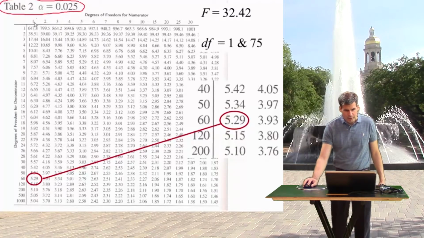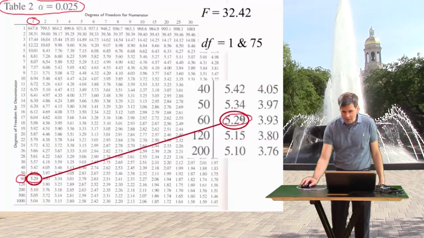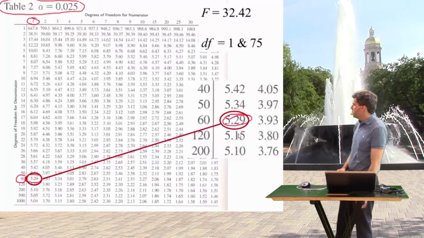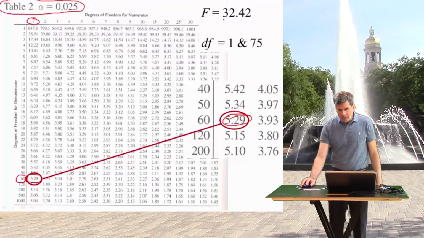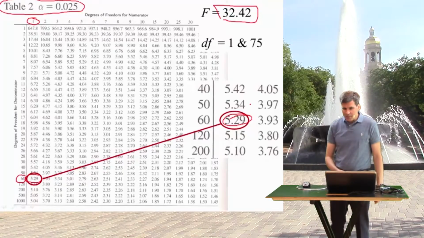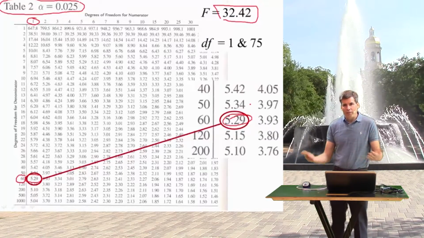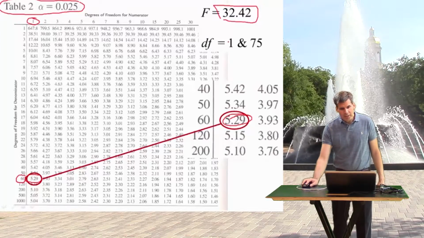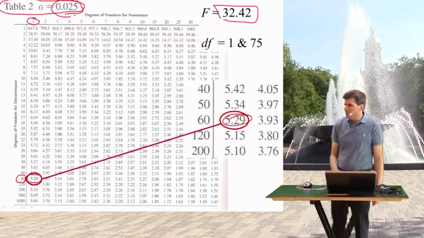Again, we have 1 degree of freedom in our numerator. We're going to round down to 60 in our denominator. Our critical value is 5.29. Again, I've zoomed in over here so you can see 5.29. That's our critical value. And so our value, 32.42, did indeed exceed our critical value. It's larger than 5.29. And so because our F exceeded the critical value, we can say indeed P is less than 0.025.